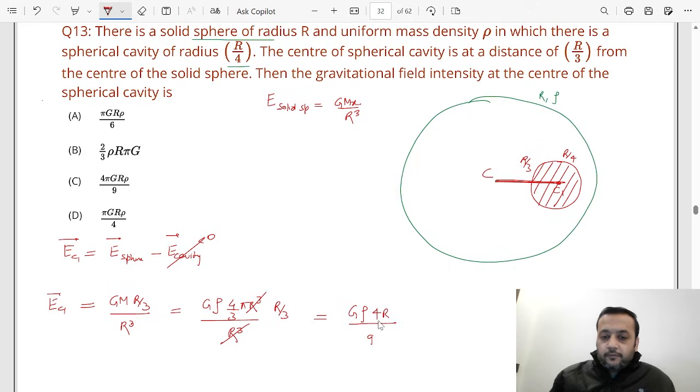So the answer becomes 4G rho R by 9. I think I missed pi here. Yes, pi is also present, so sorry. So it is 4 pi G rho R by 9. So this will be the correct answer for this question.